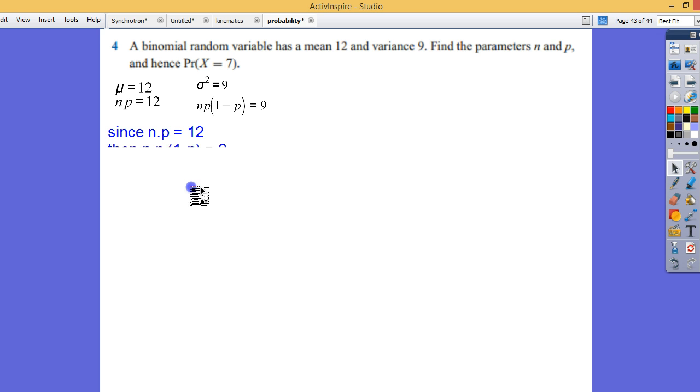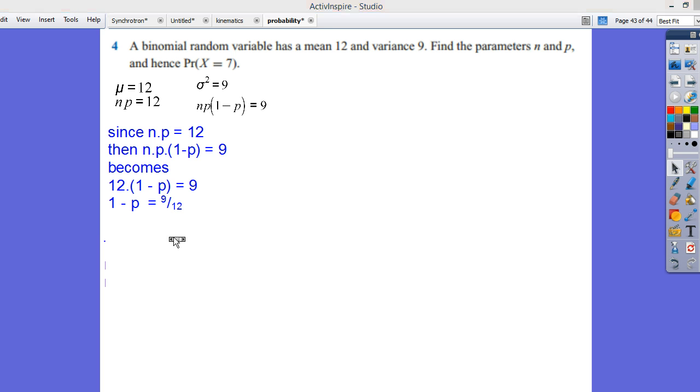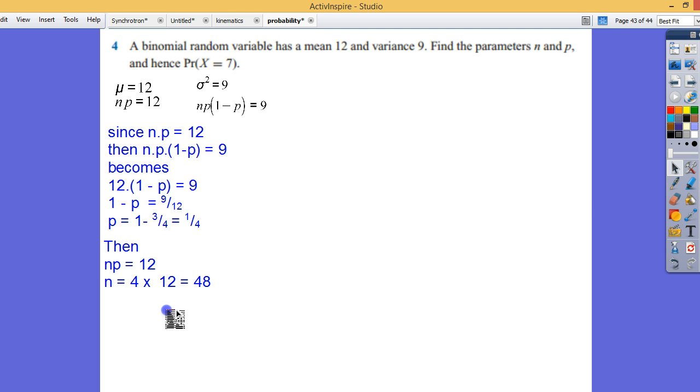Now, since this is known, that becomes that. I just replace the np in my variance rule with information about the mean, 12. And I can now solve for p, the probability of a success. It becomes a quarter. Now once I've found the probability p, how do I get n? Well, I can plug it back into one of the rules, the first one. And I get n equals 48. Okay, nice and simple. From that, I'm ready to get my probability that x is equal to 7.